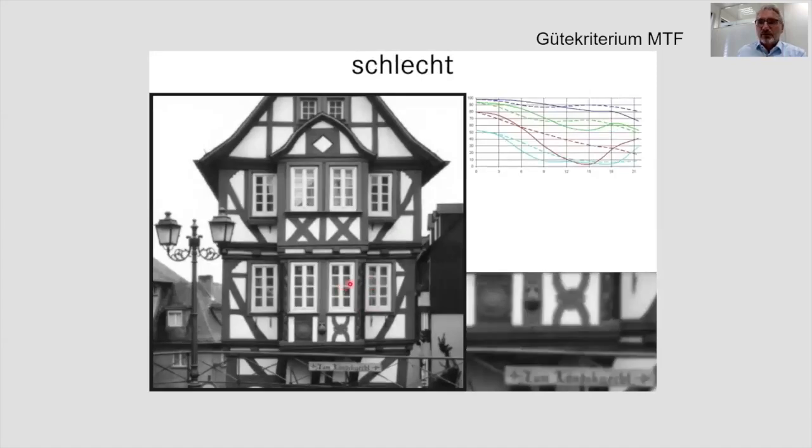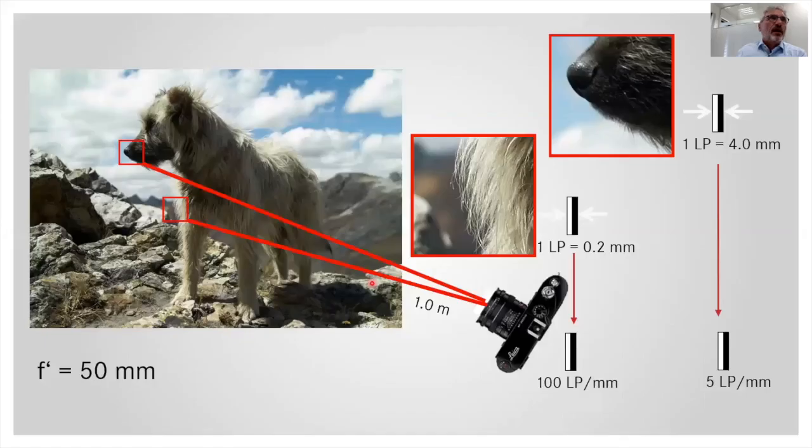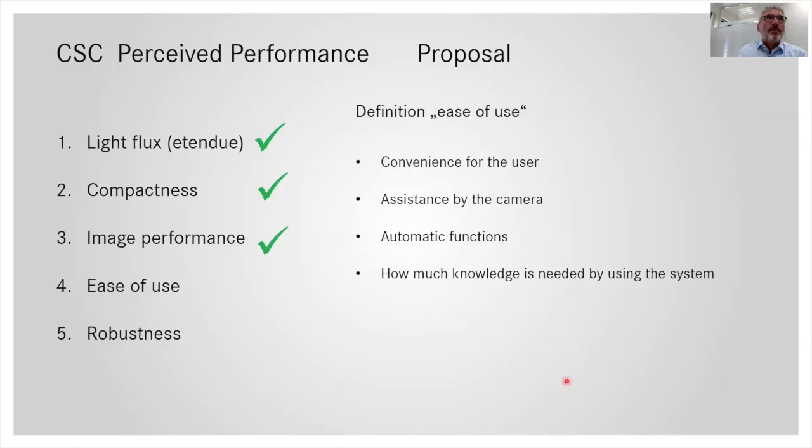Yes, it's not sharp. And if we talk about line pairs, this is an image taken with a 50mm focal length, and here the rough structures have one line pair on the image. One line pair is 4mm, and these are 5 line pairs on the image. And these hairs here are 1 line pair on the object, 4.2 millimeters, and due to the magnification, we have 100 line pairs on the film or on the sensor. So image performance is clear.